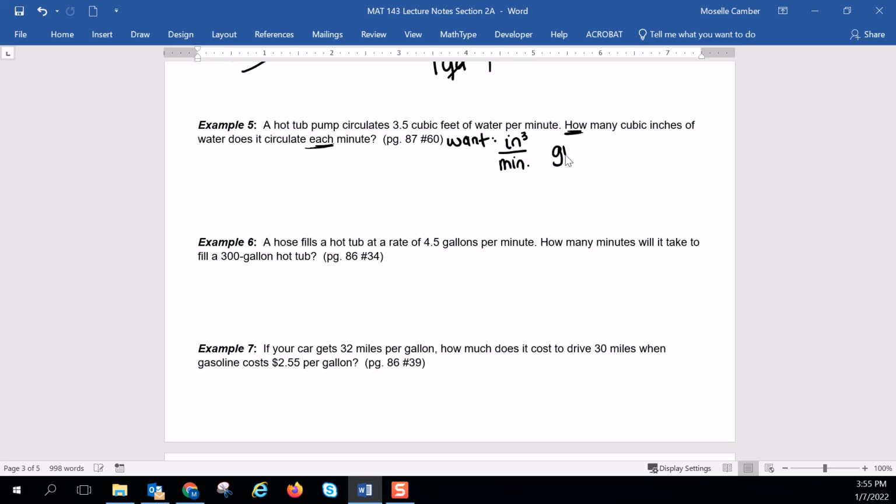First, I want to list everything we have in our given. So we're going to find each and every listing of a unit that we can find. So the first unit I see is cubic feet. So we have 3.5 cubic feet of water per minute. So per minute. Okay, and then that's the only information they give us.